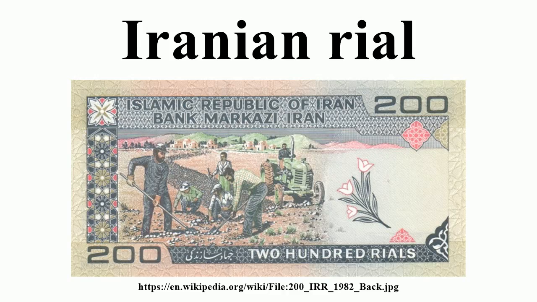For example, the sign next to a loaf of bread in a store would state the price in rials, e.g., 100,000 rials, even though the clerk, if asked, would say that the bread costs 10,000 tomans.